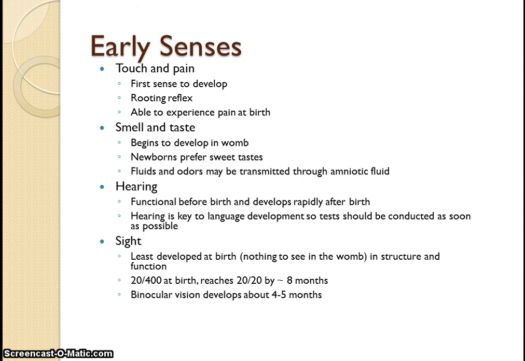There's nothing to see in the womb. Children can be opening and shutting their eyes, but it's all dark anyway. So children at birth have 20/400 vision, but by the time they reach about 8 months, they develop correct 20/20 vision.